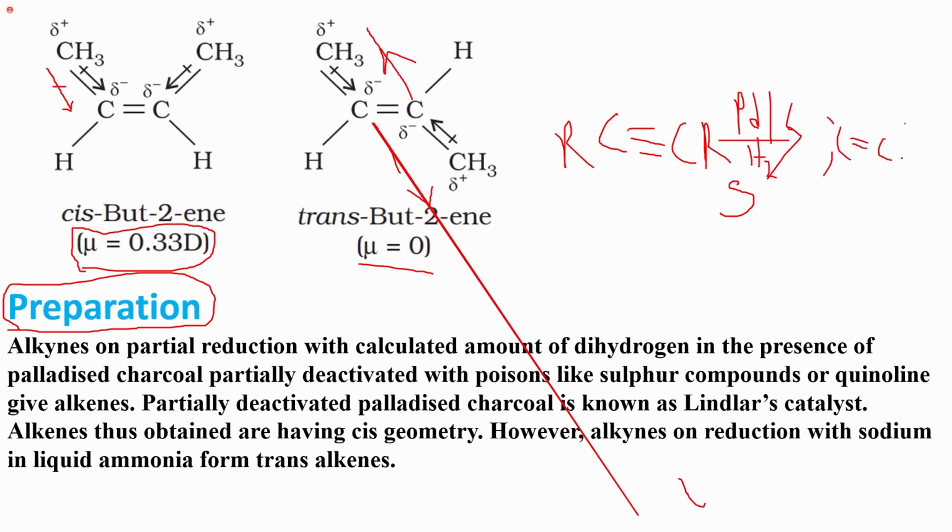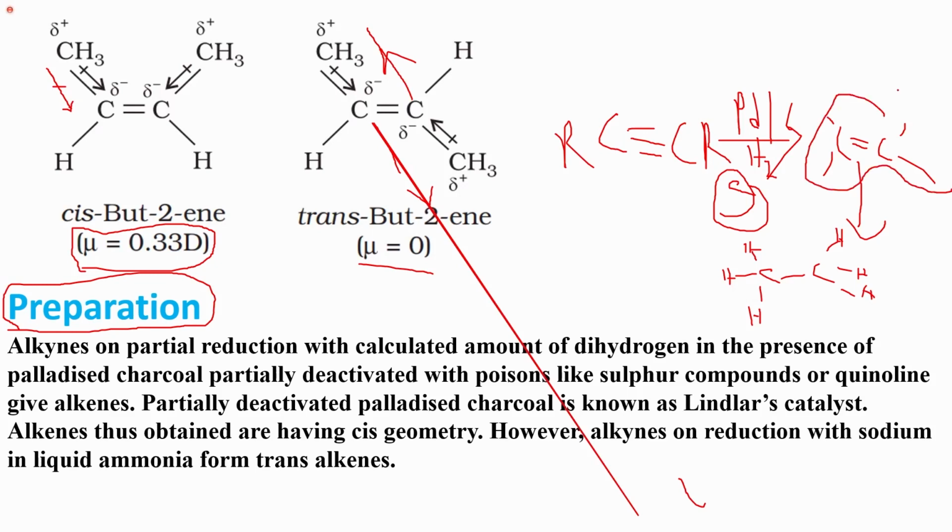You can stop the reaction in the alkene step. If you don't use this poisonous sulfur or quinoline, it can go further for hydrogenation, and you will end up getting the C-C single bond. But in this case, as we are using palladium charcoal and a poisonous quinoline or sulfur, we can stop the reaction in the alkene step.